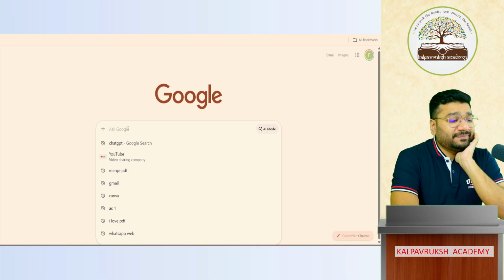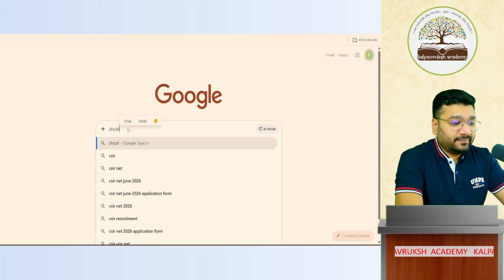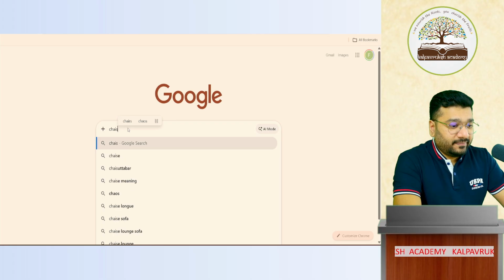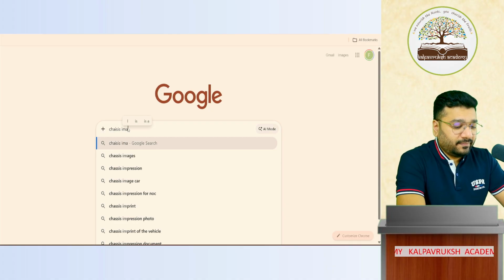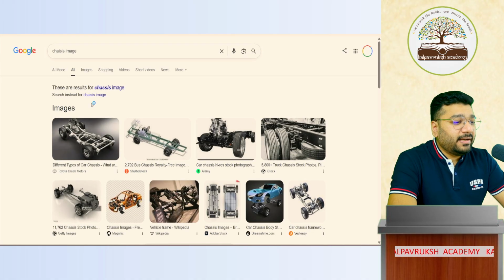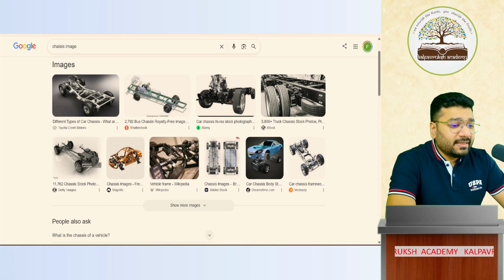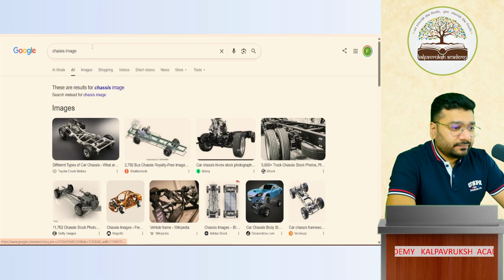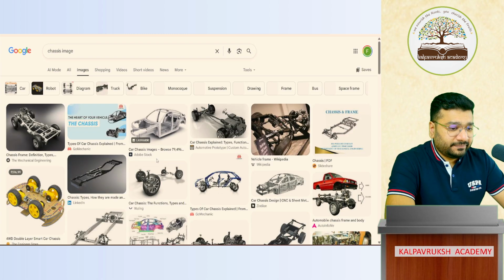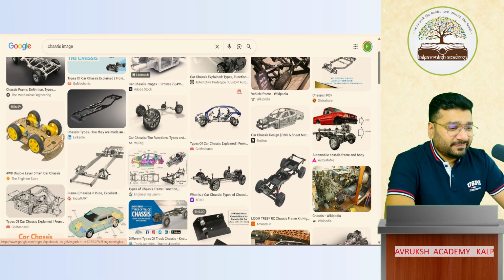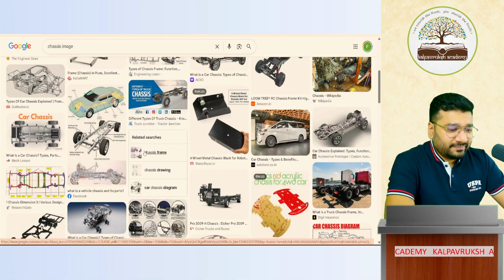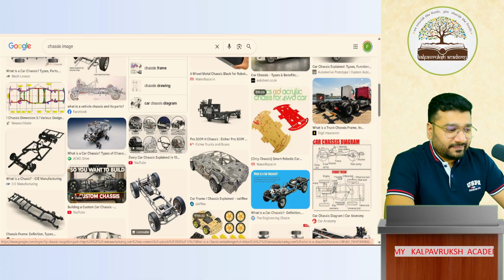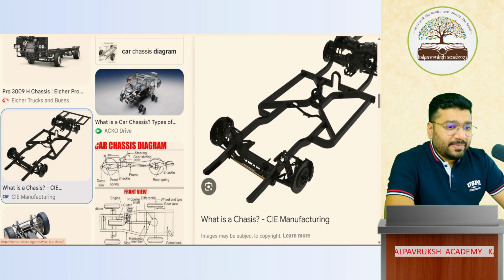அப்போ what is chassis? What is chassis? It is the skeleton of the car. Skeleton of the car. You know what is skeleton? All of you know what is skeleton? It'll be something like this.